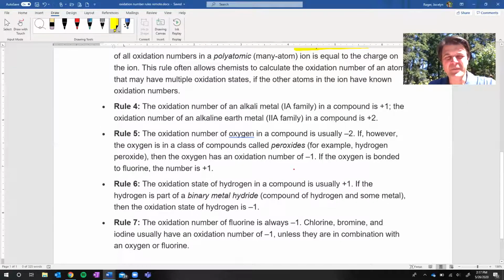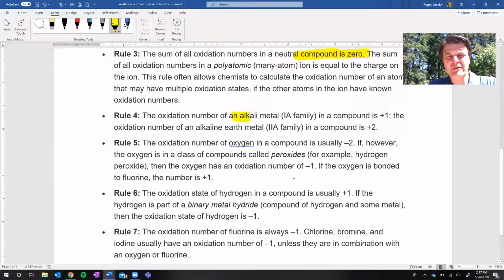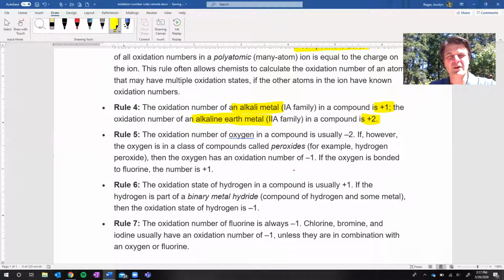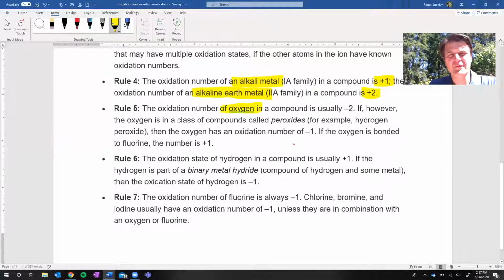Rule number 4. If you have an alkali metal, that's 1 plus. Anytime you have an alkali metal, the oxidation number is 1 plus. Easy. Alkaline earth, 2 plus. That's the same as the charge on the ion. Okay, so this is very simple. Oxygen, 2 minus. Again, same as the charge on the ion.